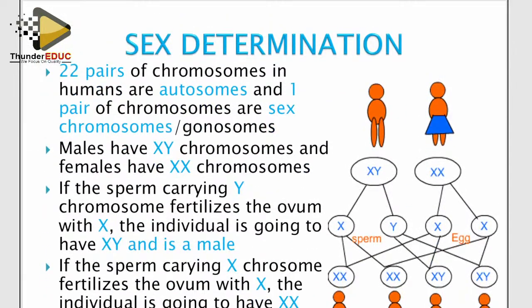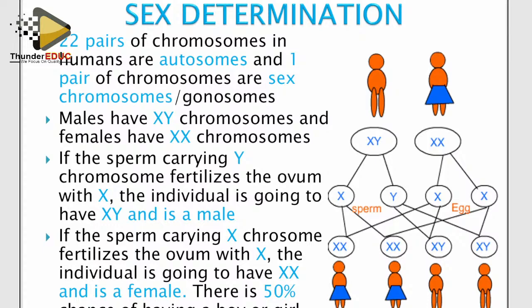Sex determination. Here, when you talk about sex determination, you just describe basically a karyotype. Nothing else. There are 22 pairs of chromosomes, the autosomes. From 1 to 22 is autosome. The 23rd pair is the gonosome.